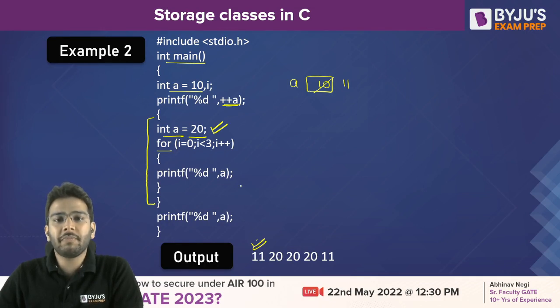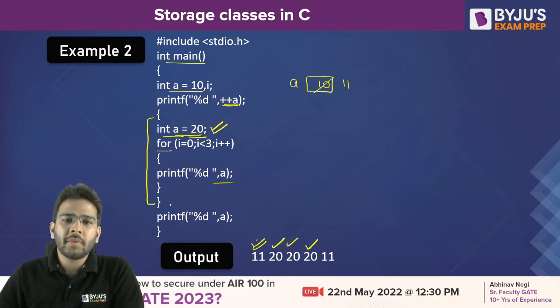Three times it will be printing a value. So a is 20, so it will be printing three times 20, 20, and 20. So this scope is gone. And now outside this scope, again I'm printing the value of a.